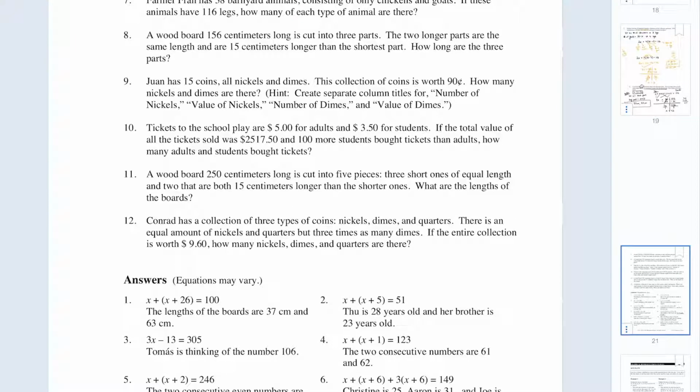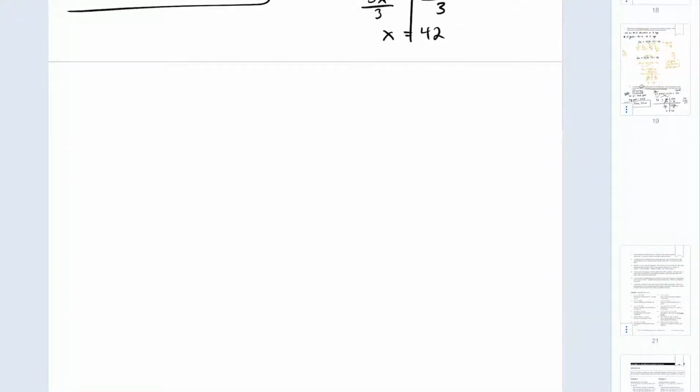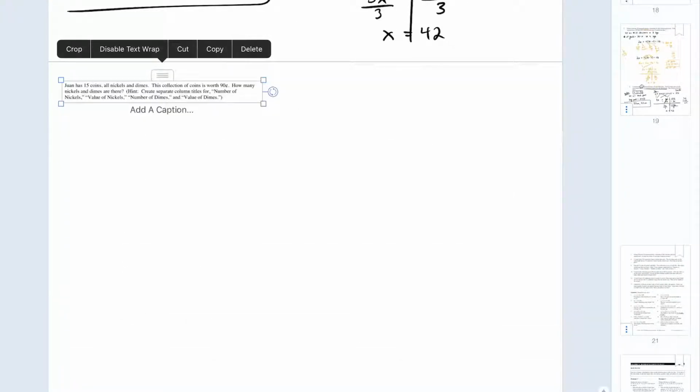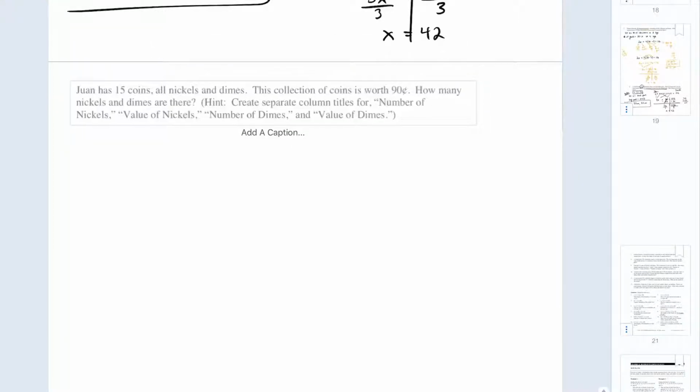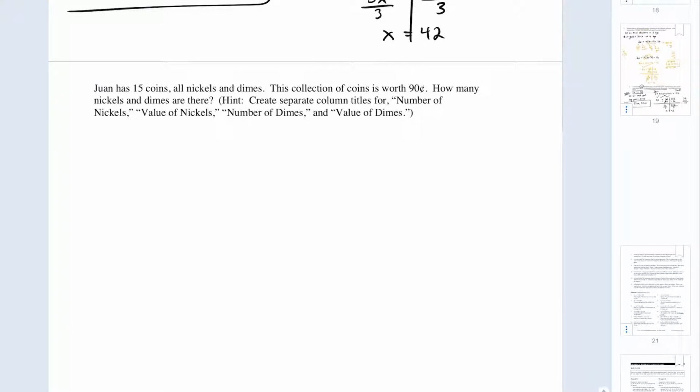Okay. Number 9. Let's copy that. Bring it up here. This one's kind of similar to the Farmer Fran one. Okay. So in my define section, I'm going to say let x equal the number of nickels. Okay. Sorry, I forgot to read the problem. I'm getting ahead of myself.